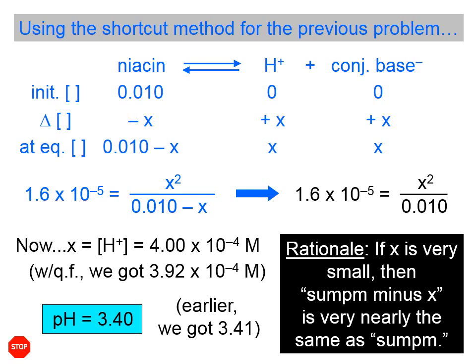So you can use the shortcut if the power of 10 starts with negative 4 or negative 5, negative 6, negative 7, negative 8. If it's negative 3 or negative 2, you can't use the shortcut.